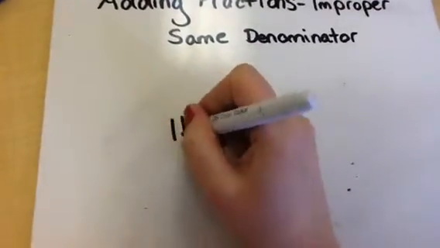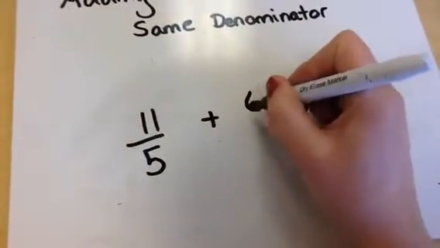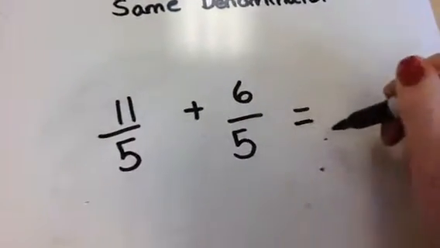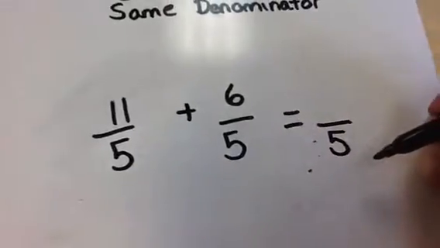Second thing we're going to talk about is adding fractions with the same denominator that are improper. For example, 11/5 plus 6/5. Your denominator, if it's the same, is just going to stay the same.